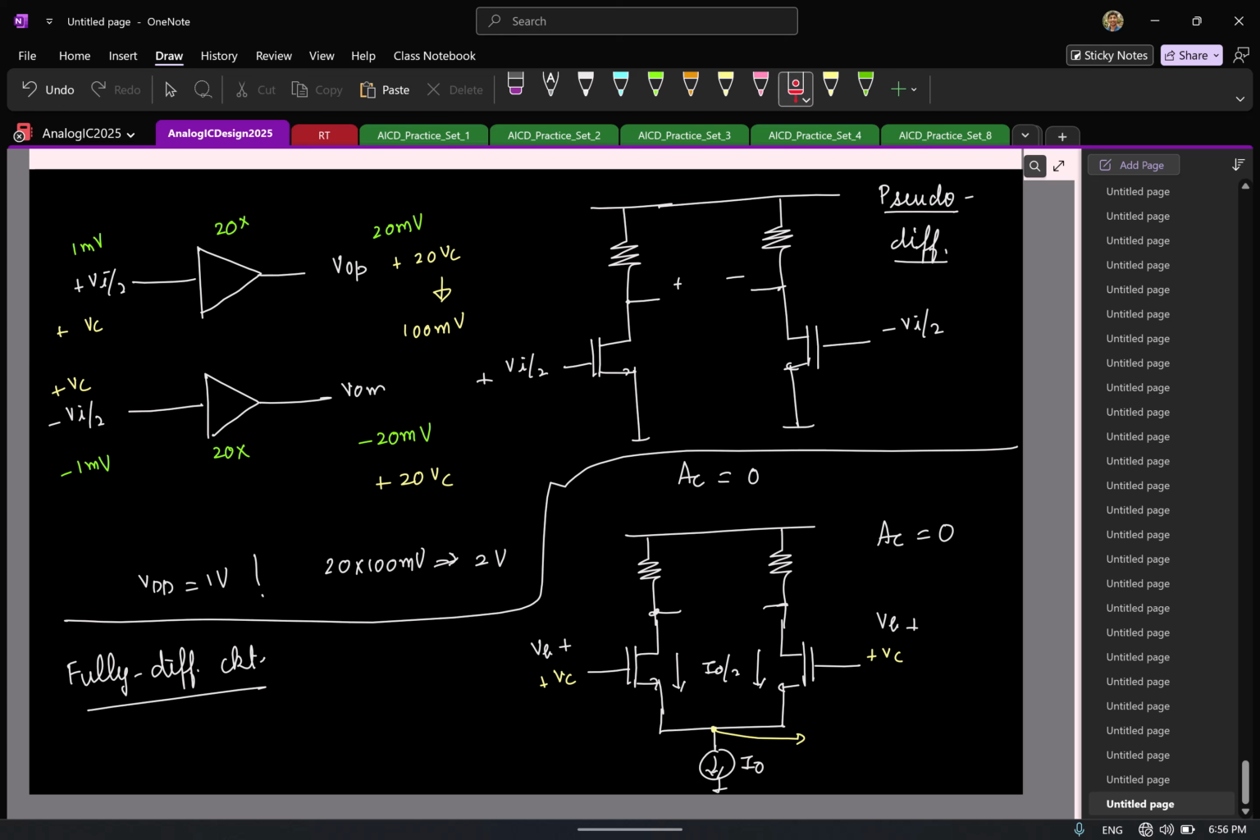So, to summarize, this fully differential implementation inherits all the advantages of differential signaling. That is, it will be immune to any supply ground disturbances and any kind of common mode disturbance, as well as it doesn't respond to any kind of common mode excitation.